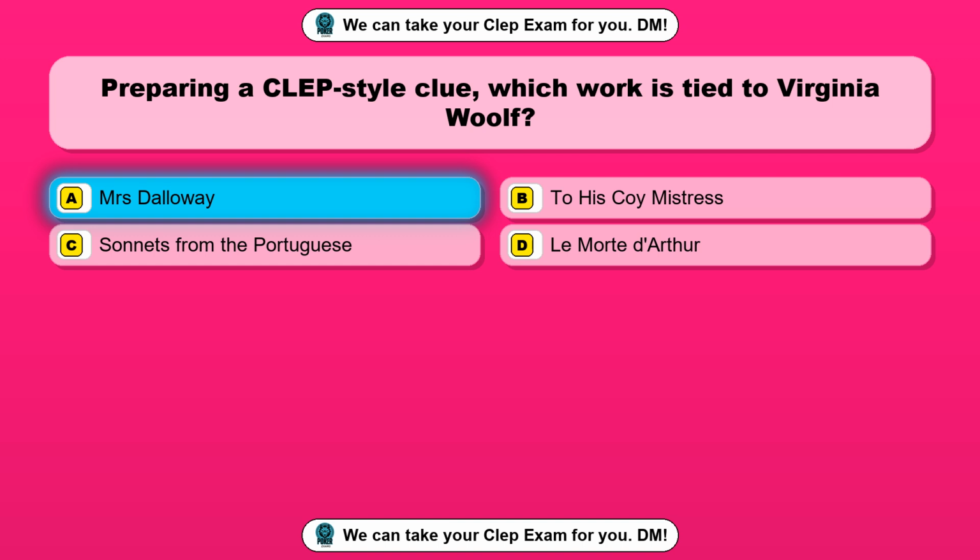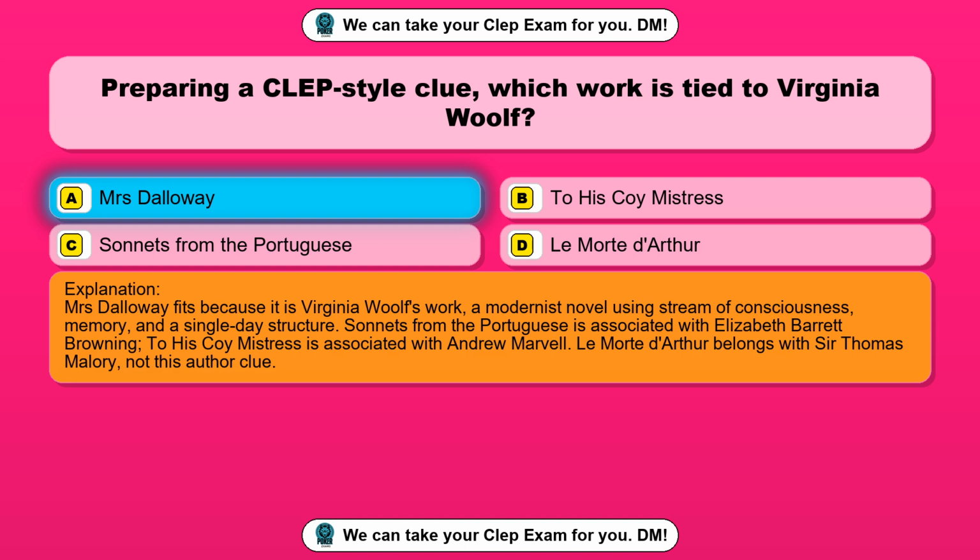Mrs. Dalloway. Mrs. Dalloway fits because it is Virginia Woolf's work, a modernist novel using stream of consciousness, memory, and a single-day structure. Sonnets from the Portuguese is associated with Elizabeth Barrett Browning. To His Coy Mistress is associated with Andrew Marvell. Le Morte d'Arthur belongs with Sir Thomas Malory, not this author clue.